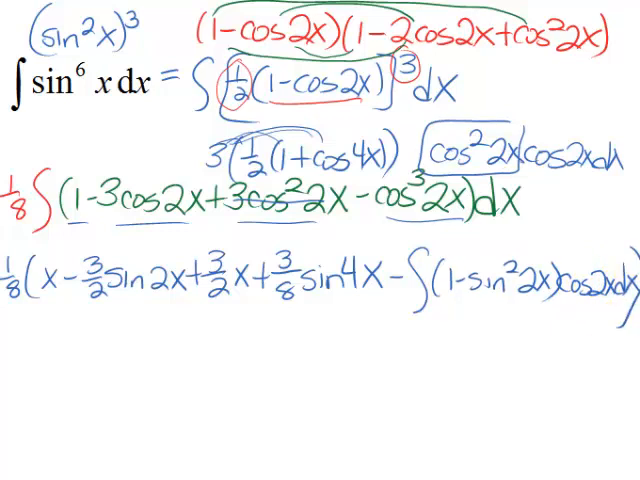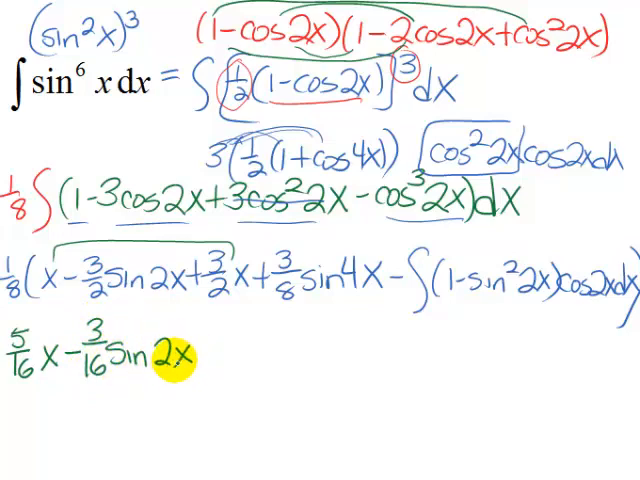Now let's see what we can do here. So we can combine these two, and that would give us 5/2 x, and we'll go ahead and distribute the 8 through. So that's going to be 5/16 x, and then this would be minus 3/16 sine 2x, and then we'd have plus 3/64 sine 4x. And now to work this last integral, we could do a u substitution.